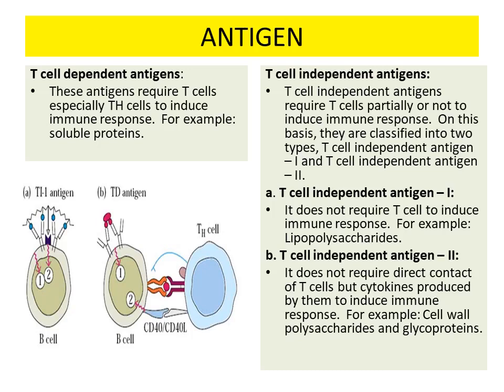T cell independent antigen 1 does not require T cells to induce the immune response. For example, lipopolysaccharide. Second, they don't require the T cells directly, but they require cytokines which are produced by the T cell. Means indirectly they require T cells, but not directly. For example, cell wall polysaccharide.